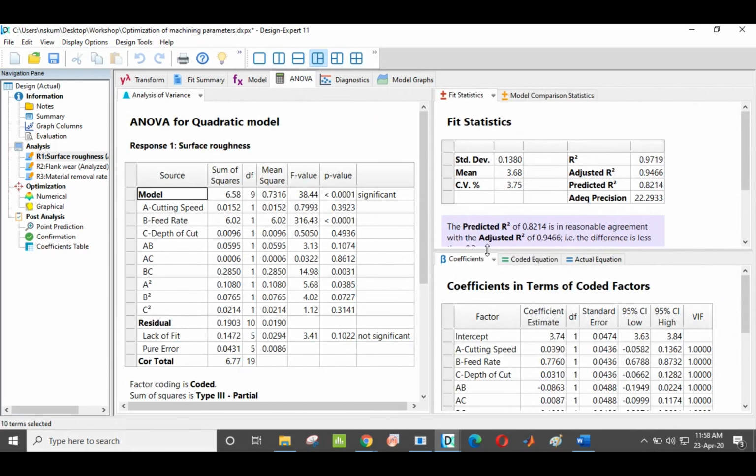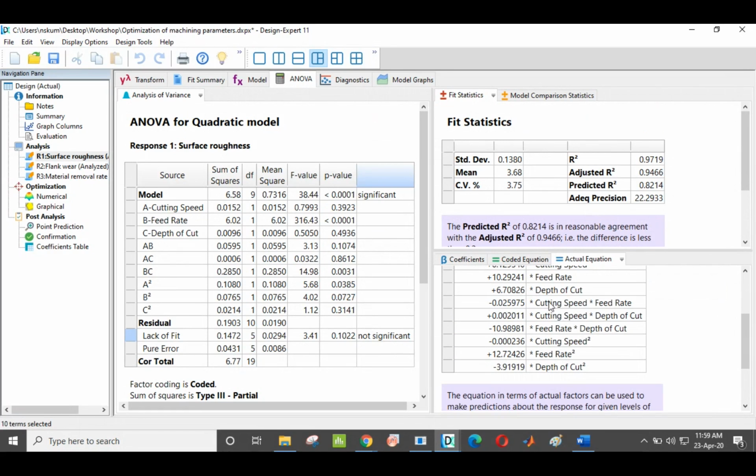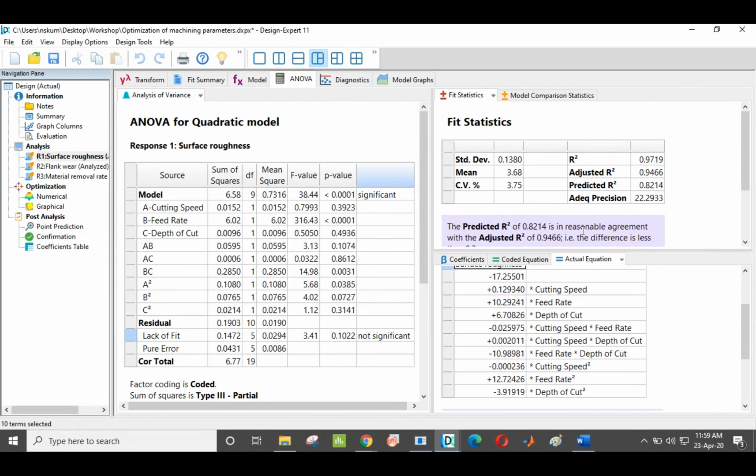ANOVA. In the ANOVA, the model is significant and the lack of fit is non-significant. On the right side, the fit statistic is 0.97 and the predicted R square is 0.82. And here we can see the actual equation, which is used for prediction purposes.